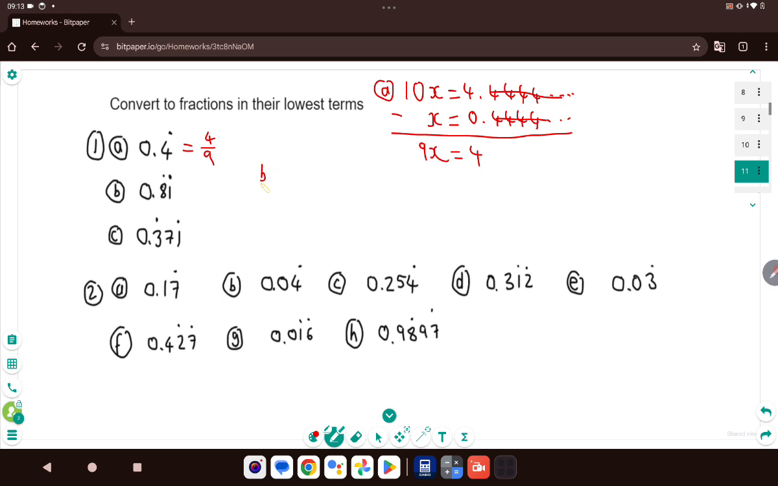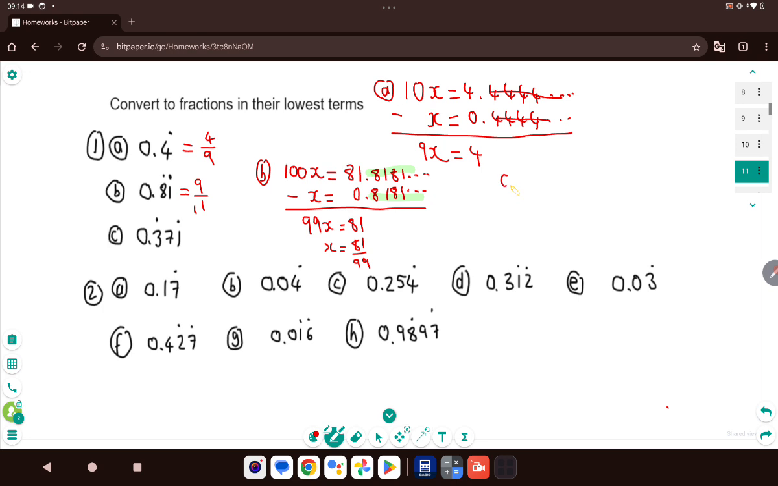Part B, we're multiplying by 100 this time because it repeats twice, 818181. So multiply by 100 to get 81.818181. Okay, let's subtract. It disappears. 99x is 81. To make x the subject, we get 81 over 99, which simplifies to 9 over 11.